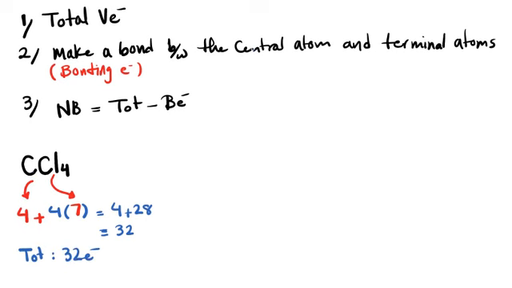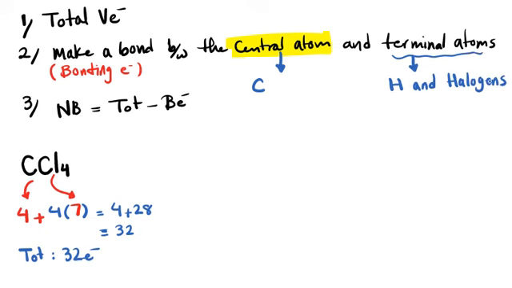Second step, make a bond between the central atom and terminal atoms. What does central atom mean? The central atom is the one we have only one of in the formula. C has one, chlorine has 4. In general, if you have a carbon atom in the formula, carbon is most likely the central atom. The other atoms we call terminal atoms. In general, hydrogen and halogens are terminal atoms in our compound.